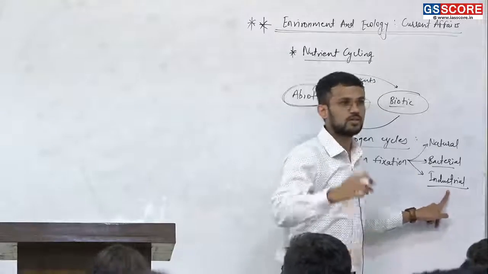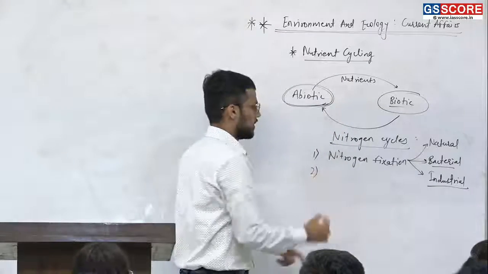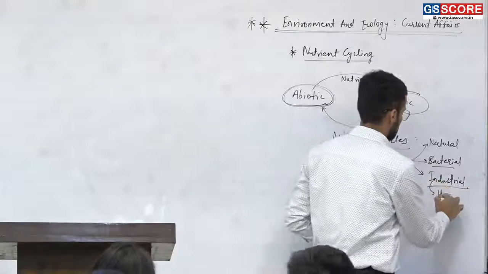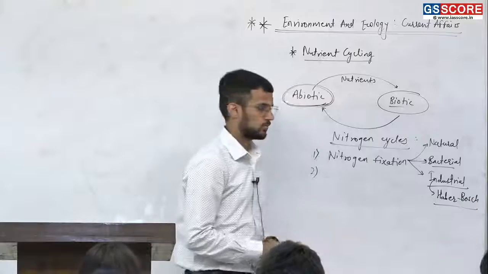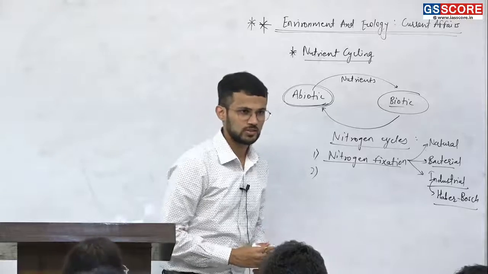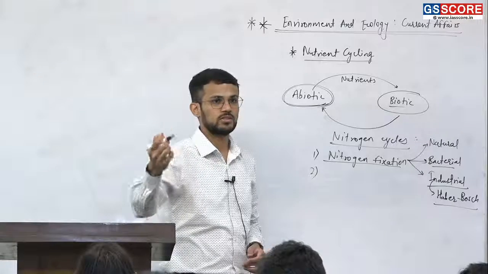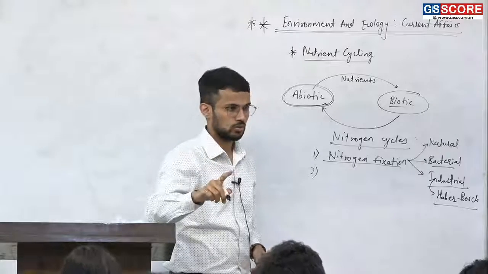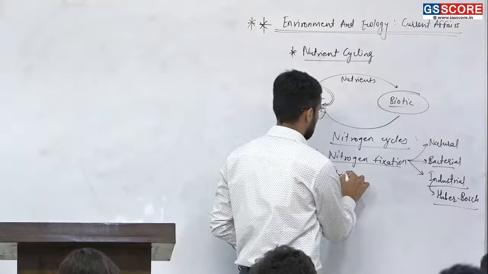And third is industrial. Industrial processes like production of nitrogenous fertilizers are also called Haber-Bosch processes. Haber-Bosch. Fine. So first is nitrogen fixation, first step. Once nitrogen is fixed, it will be fixed in the form of ammonia, right? That means with nitrogen fixation, ammonia is available. This ammonia will be converted into nitrites and nitrates through the process of nitrification.